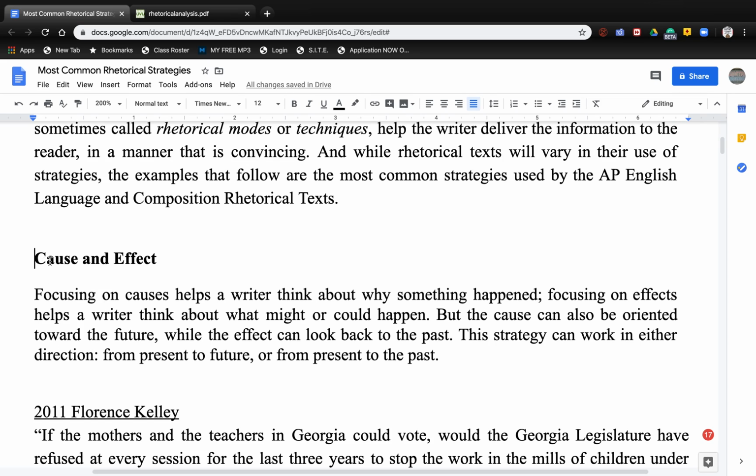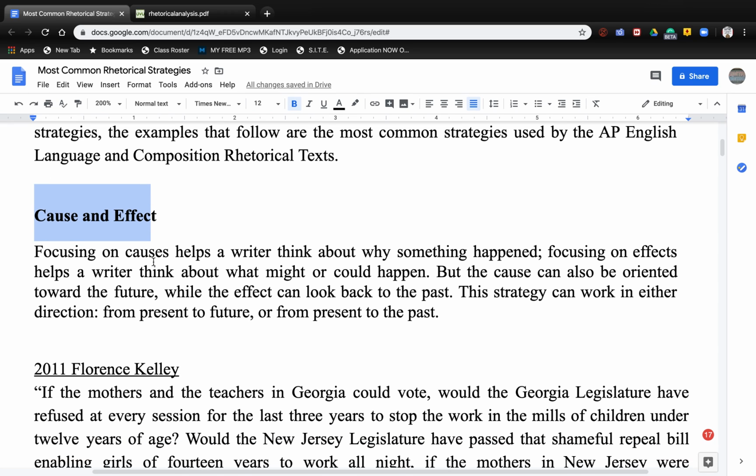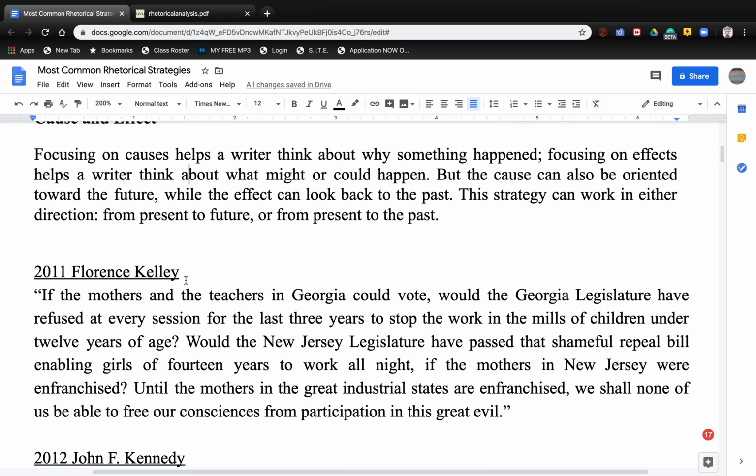So, the first one is cause and effect. With cause and effect, the idea is that the writer will establish a link between what happened and what will happen. So, if you give the reader an idea of what is the start of something, then you can anticipate what will be the end of something. Why would this strategy be useful? Well, it allows the writer to make arguments that otherwise would not be possible because they're primarily theoretical.